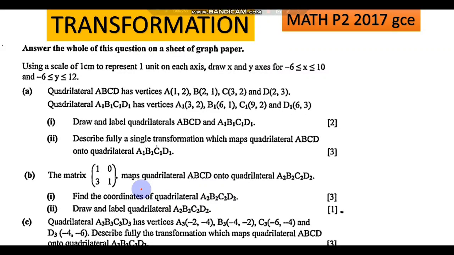This is Mathematics Paper 2, 2017 GCE. The question says: using a scale of 1 centimeter to represent 1 unit on each axis, draw x and y axes for the ranges we've been given. The good part with transformation is that it's very easy. Just check the way we're going to handle it.